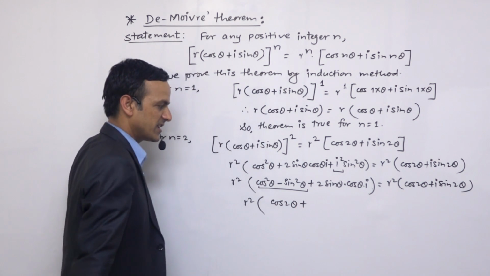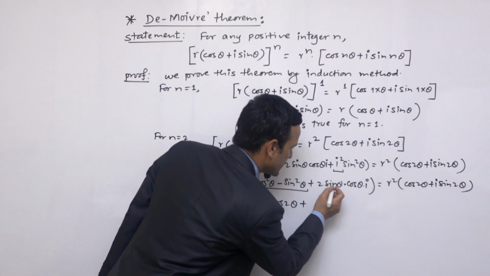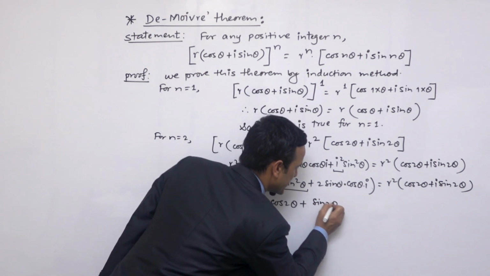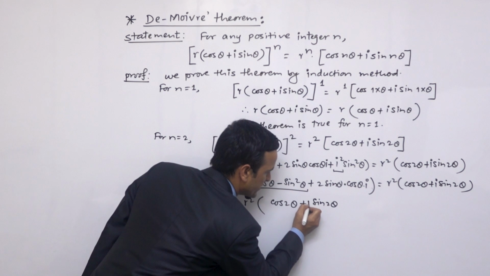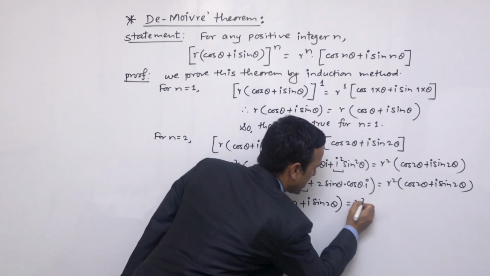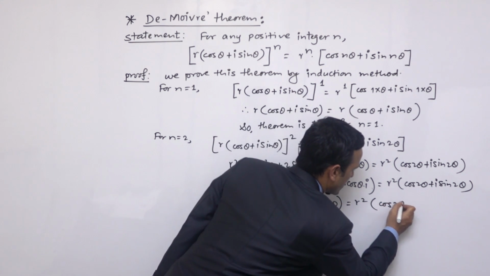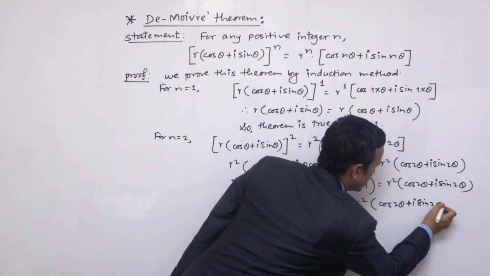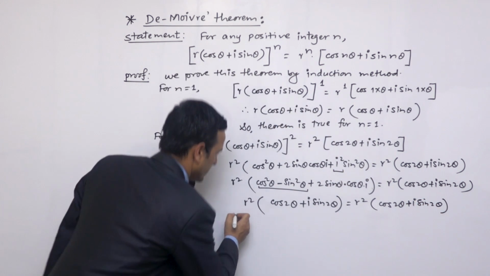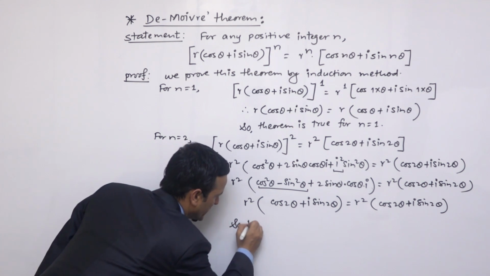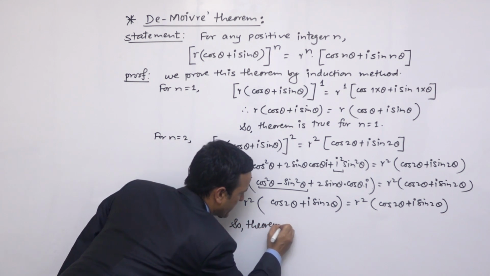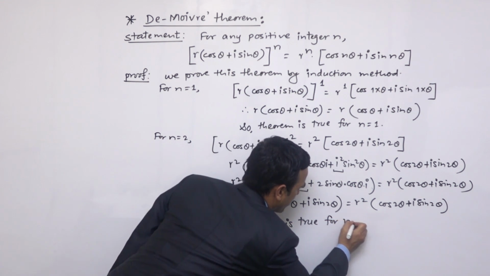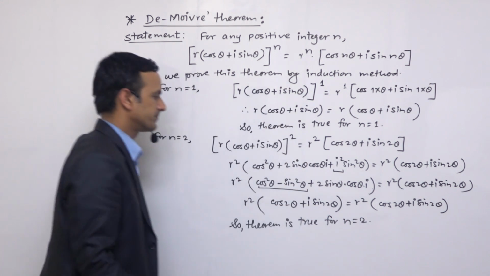This is cos 2 theta, and here is also 2 sin theta cos theta means also sin 2 theta, and this I means this one. So r square is equal to cos 2 theta plus I sin 2 theta. So theorem is true for n is equal to 2.